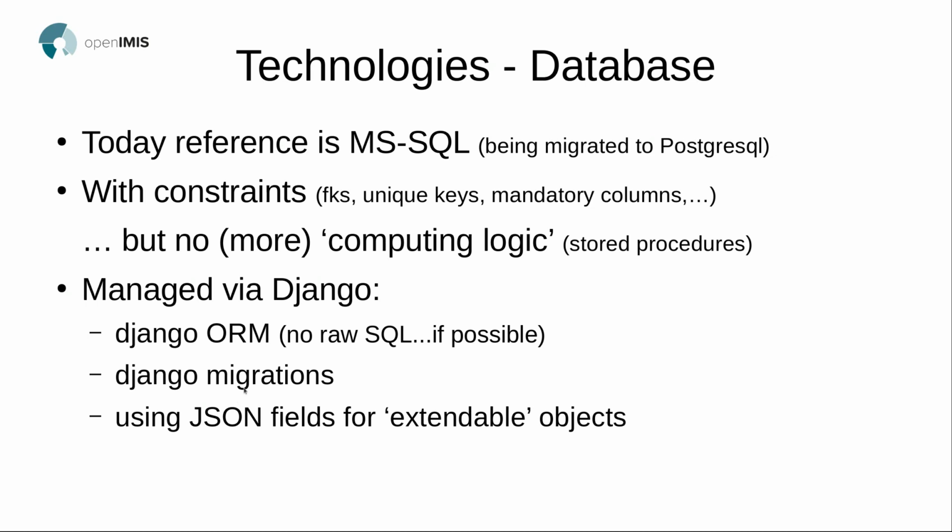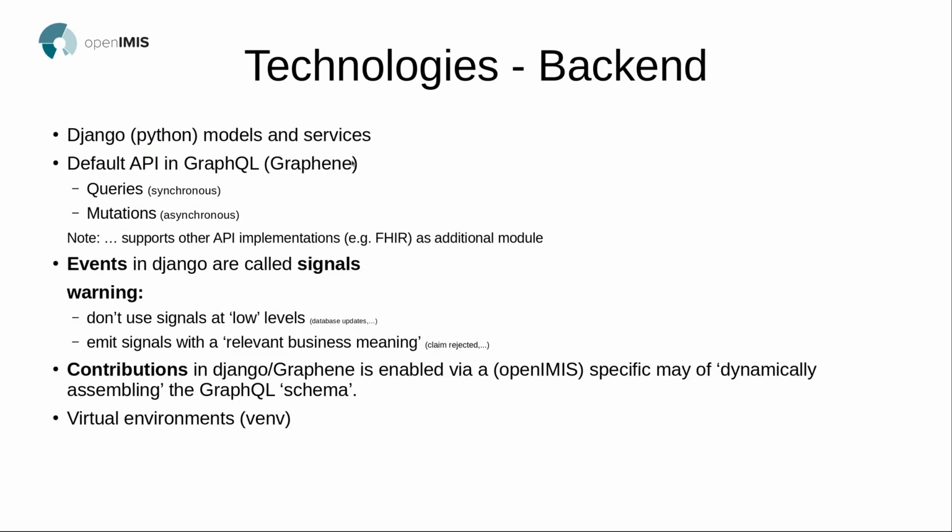In the same way, the data model will be managed by Django migrations. So when we update the Django model, Django will apply the changes into the database layer. And we also use JSON fields for extendable objects. So today the JSON fields are simple text fields in the MS SQL database, which are processed via JSON functions of Microsoft SQL. But in Postgres, we are going to switch to JSONB fields to have full feature JSON fields for extendable objects.